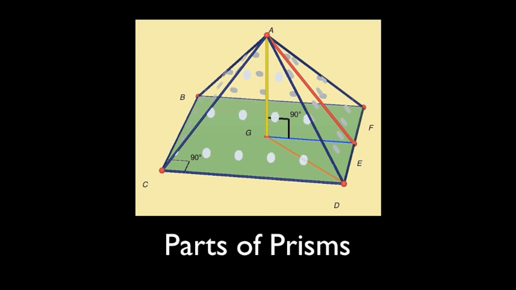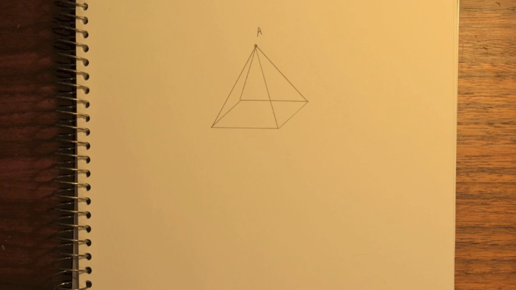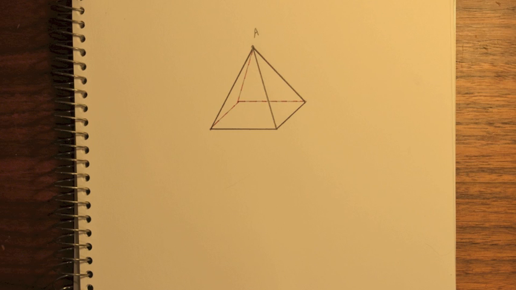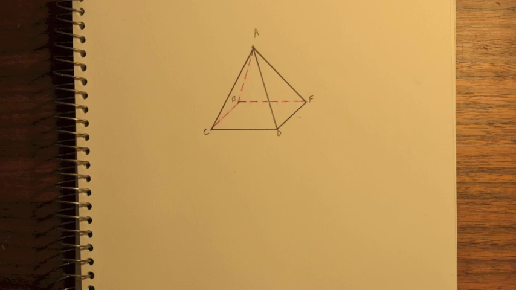So let's recap parts of pyramids. To draw yourself out a pyramid, for example our square pyramid, I'm going to draw what looks like a parallelogram, but it represents a square. Then I'm going to connect each of the vertices of the square to that apex point A. I'll kind of bold out the front corners and dot the back corners. And so here we have our square pyramid.